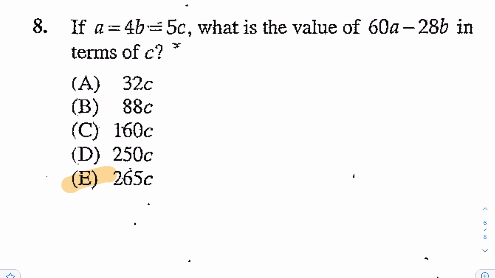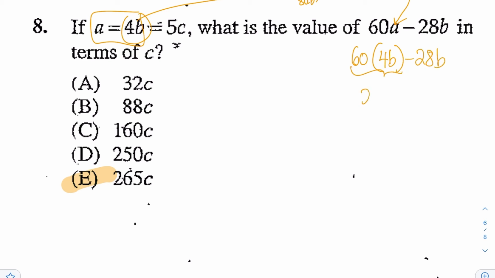All right, next for number 8, if a is equal to 4b is equal to 5c, what's the value of 60a minus 28b in terms of c? All right, so here these aren't like terms yet, so you can make them like terms if you replace a with 4b. So it'll turn into 60 times, you'll substitute in 4b, minus 28b. So 60 times 4b is 240b minus 28b.